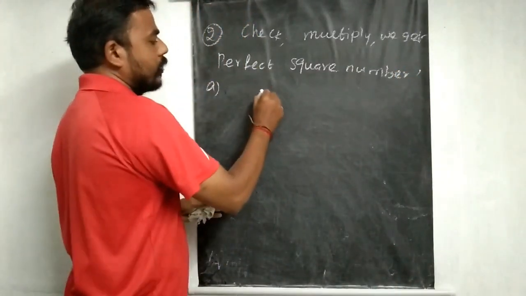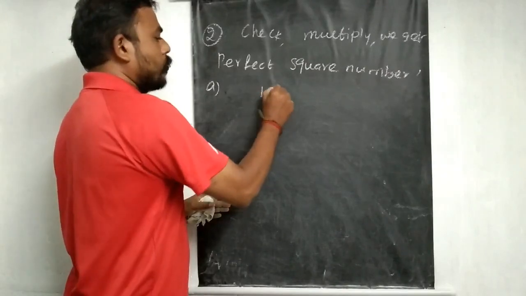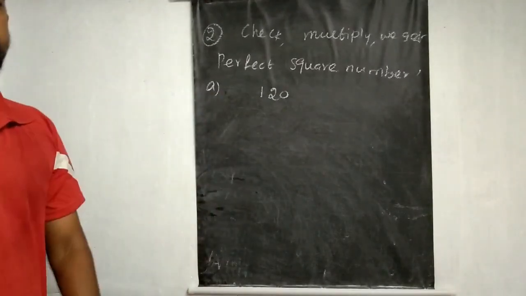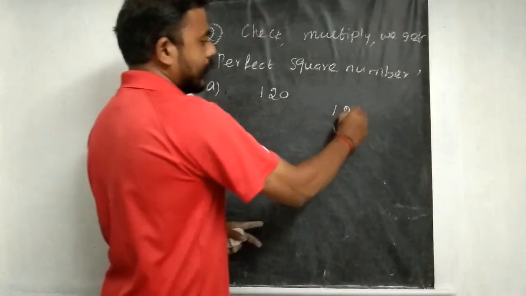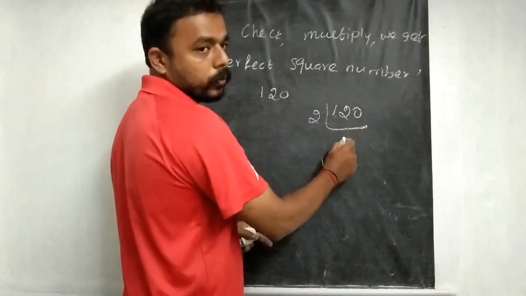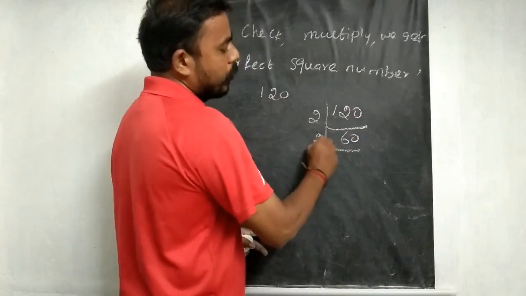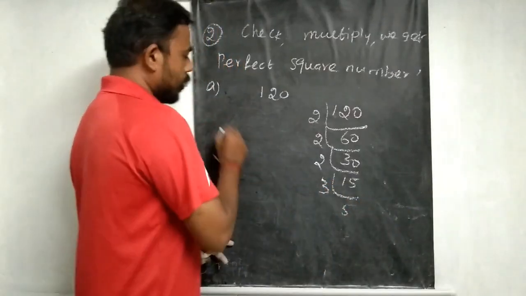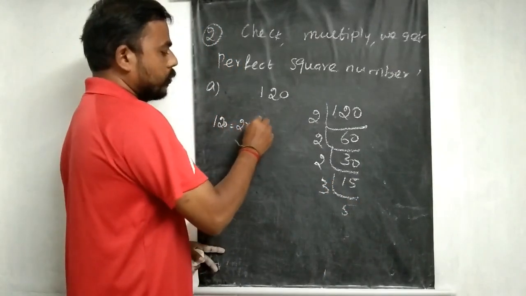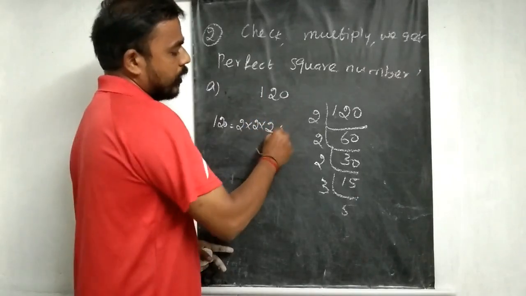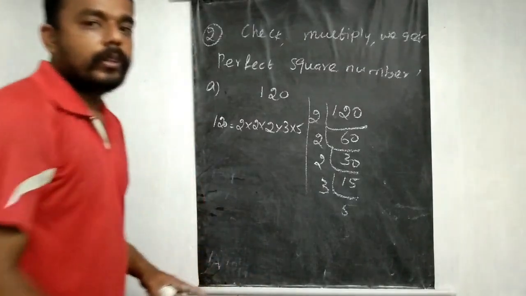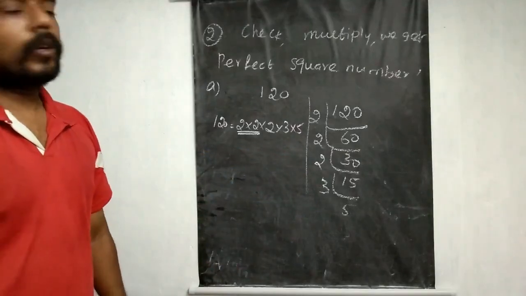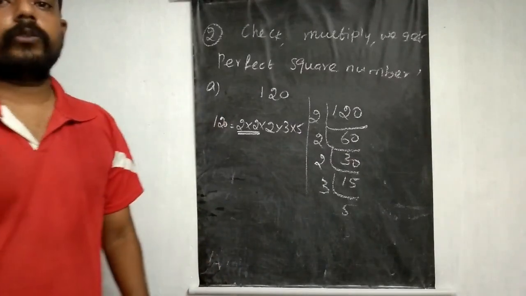Suppose 120 is a number. How to check whether it's a perfect square number or not? By using prime factorization. The prime factorization of 120: 2 sixes are 12, 2 eights are 16, another 2, 30, another 2, 15, so 3, so 5. So 120 equals 2 into 2 into 2 into 3 into 5. So there is one pair of 2s, and the remaining are without pairs. So definitely 120 is not a perfect square number.